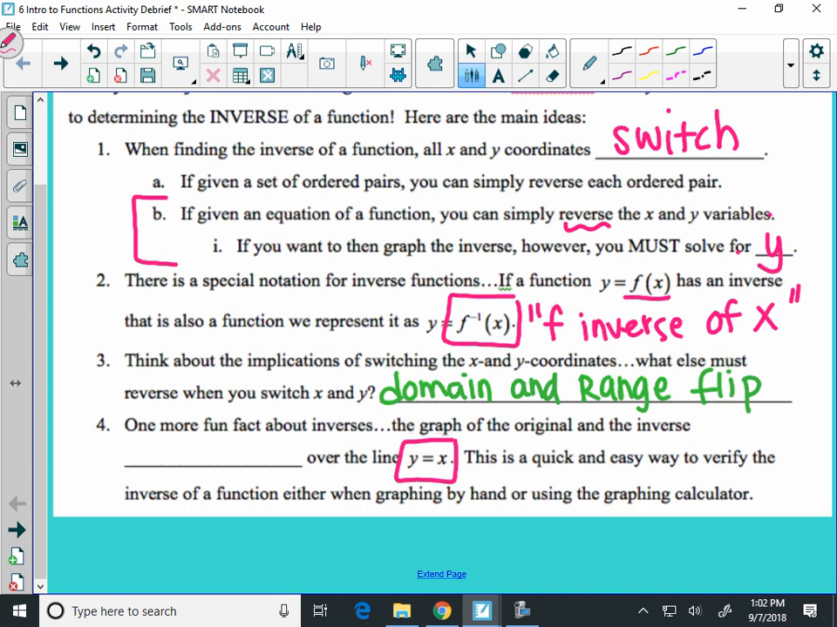Well, the formal way to say that is that the original graph and its inverse reflect over the line y equals x. And some of you yesterday said, oh yeah, I remember the line y equals x from geometry. Well, in geometry, do you remember doing reflections and rotations? All right. We are going to do some reflections and rotations later on this year, but they'll be okay, I promise.